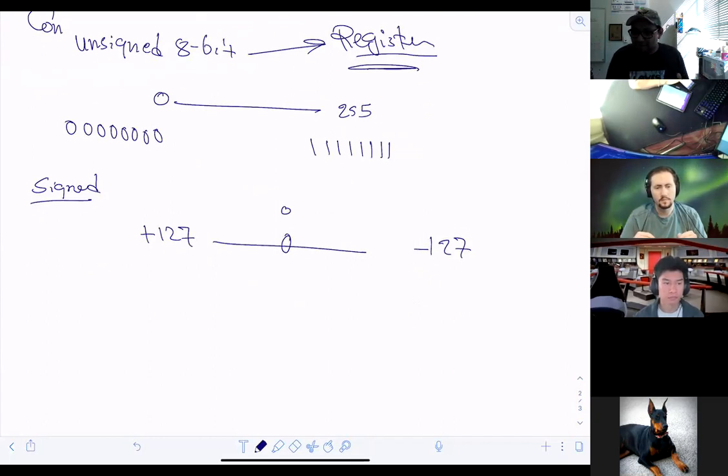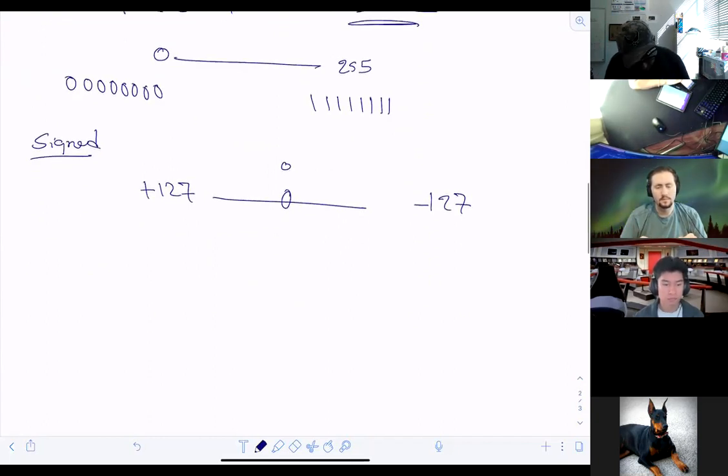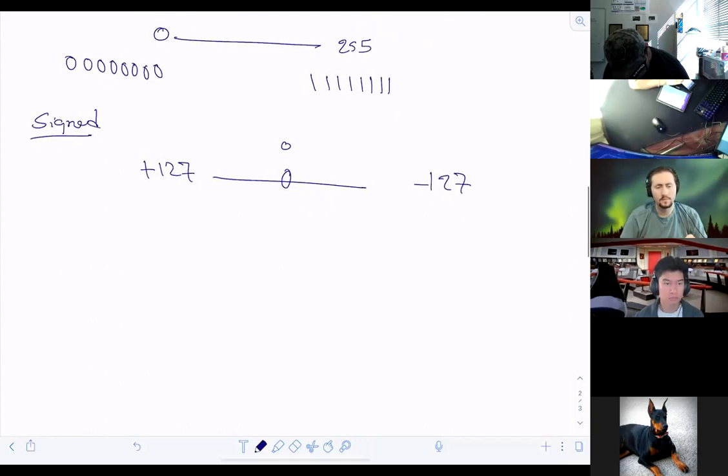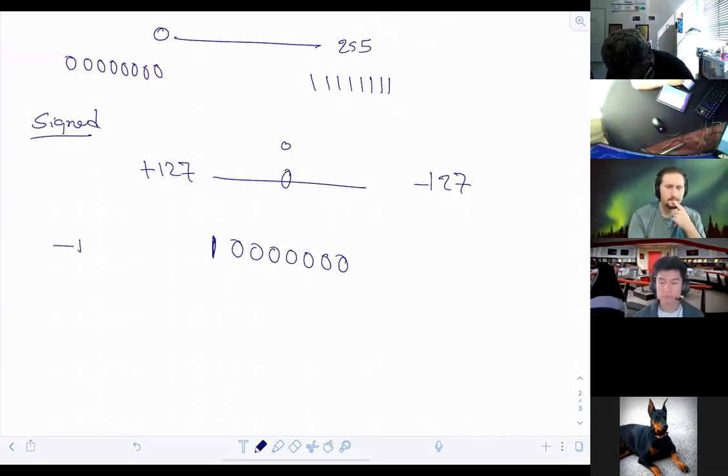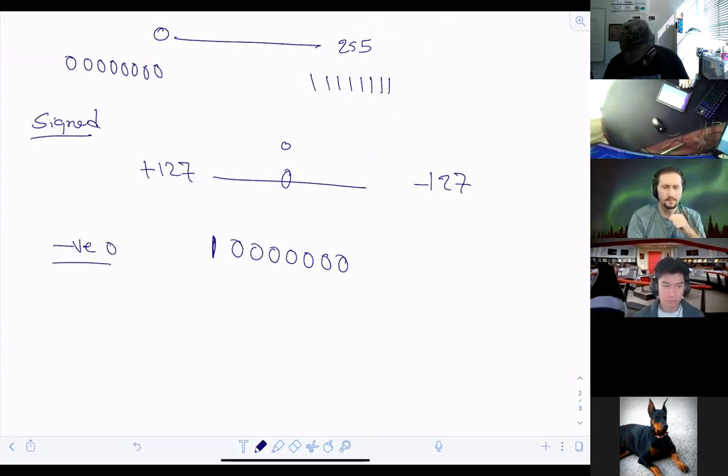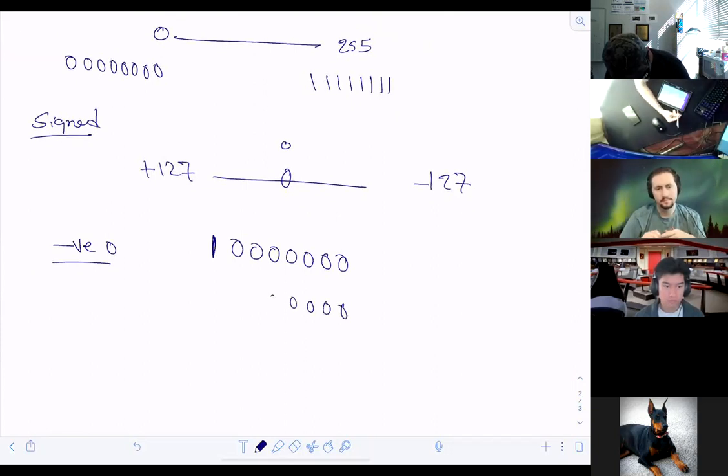Right? Let's make a scenario for this. Look, I have an 8-bit number, right? If I write it like this, 1, 0, 0, 0, 0, 0, 0, 0, and I tell you this is signed, what is this actually representing to me? It's representing negative 0. Right? This is negative 0. And if I write it to you like this, 0, 0, 0, 0, 0, 0, 0, 0, with a 0 here, then I'm representing to you positive 0.